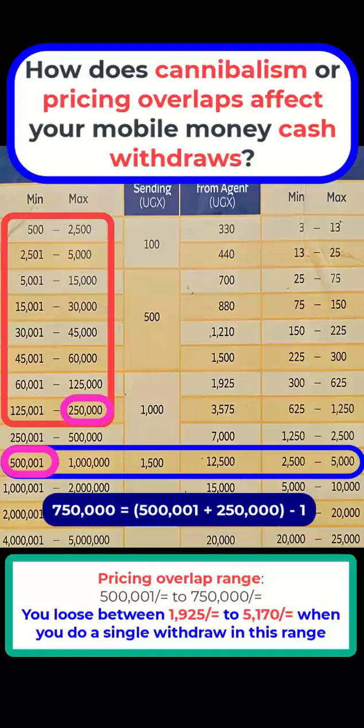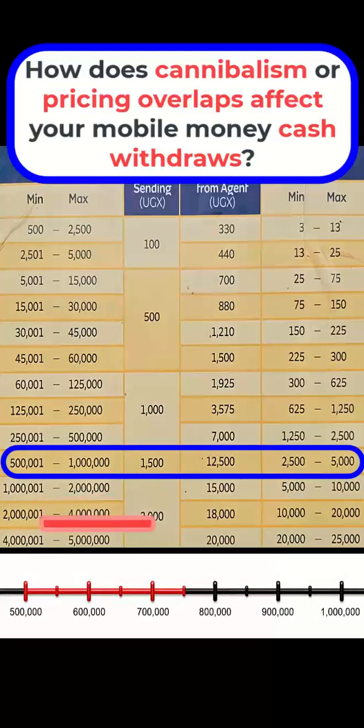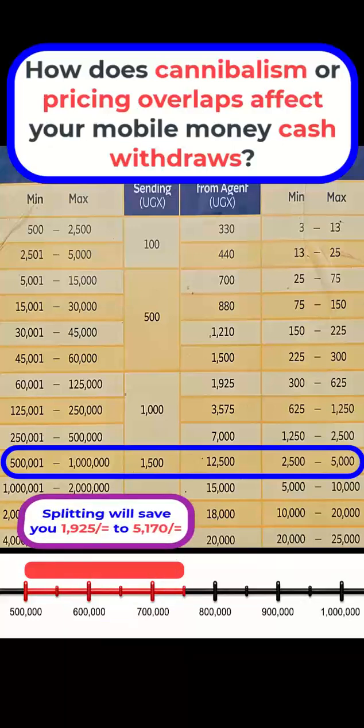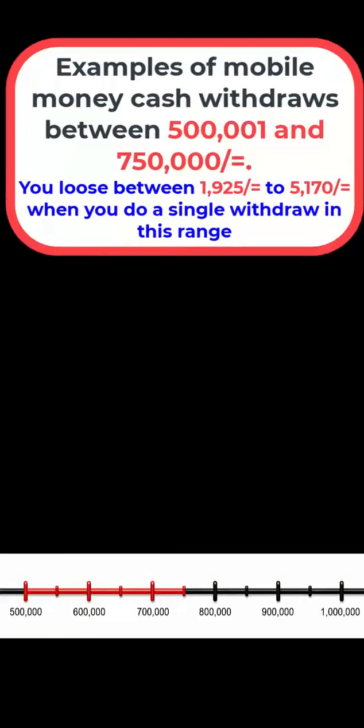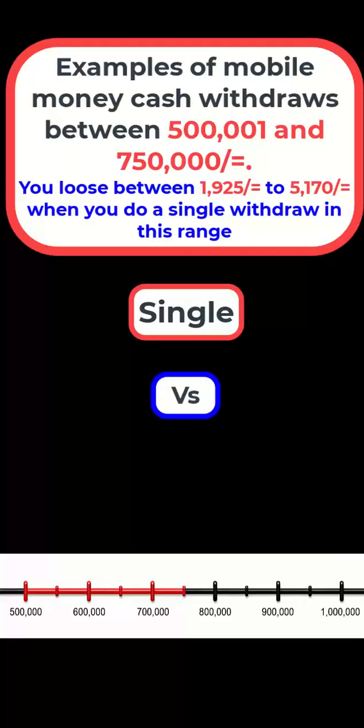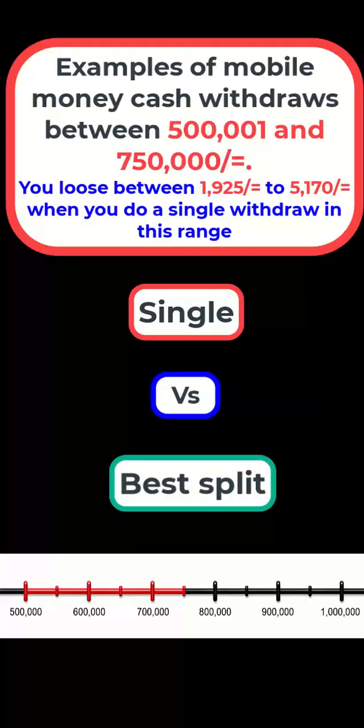Let me show you this blue band on a horizontal line so you can quickly see what I'm talking about. So, any cash withdrawal between 500,001 and 750,000 shillings, that is, the red section I've highlighted on the scale, quietly costs more when you do it as a single transaction than when you split it. Let me show you some practical examples of withdrawals from this cannibalism range, first as a single transaction and then as a split, so you can clearly see the savings.